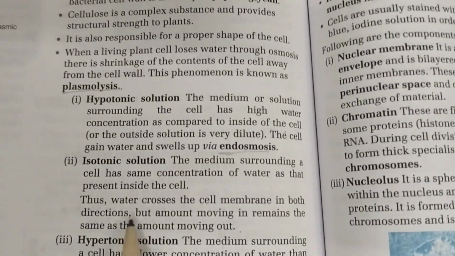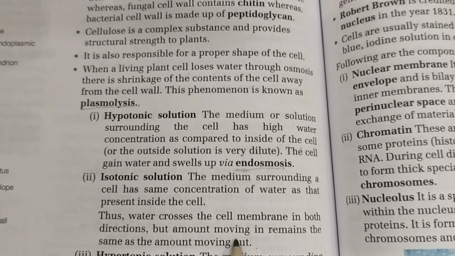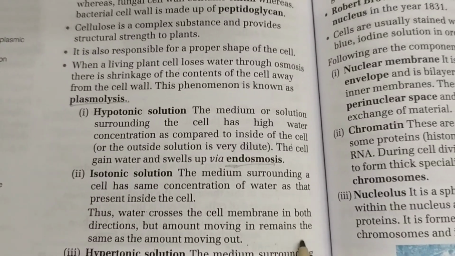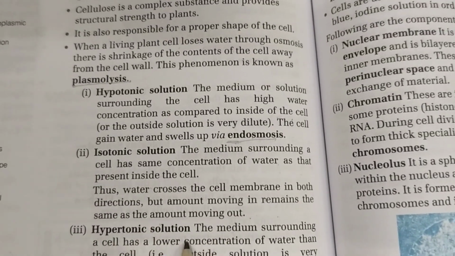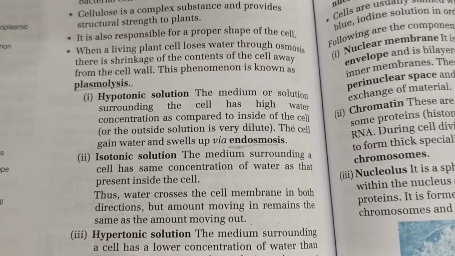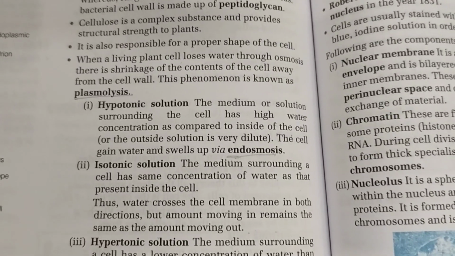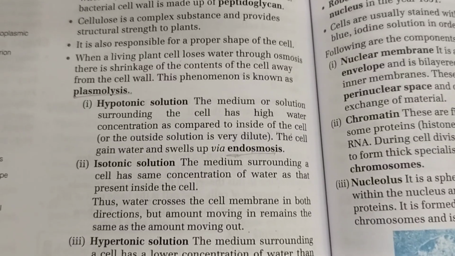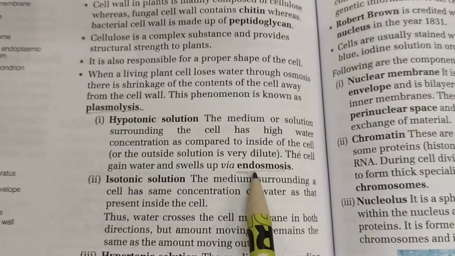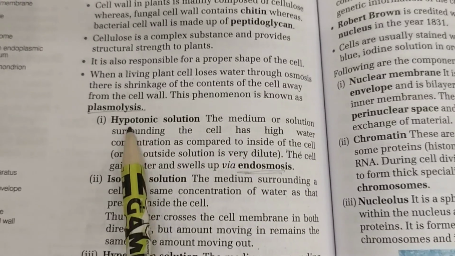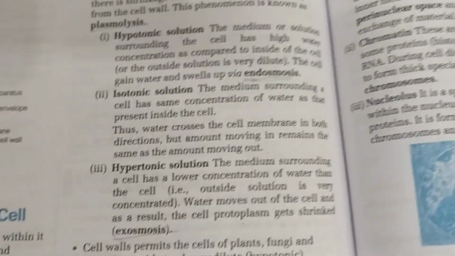Thus, the water crosses the cell membrane in both directions, but the amount moving in remains the same as the amount moving out. Next is hypertonic solution. The medium surrounding a cell has a lower concentration of water than the cell. Water moves out of the cell and as a result the cell protoplasm shrinks. Exosmosis. This is endosmosis, it's the hypotonic solution, and in hypertonic it's exosmosis.